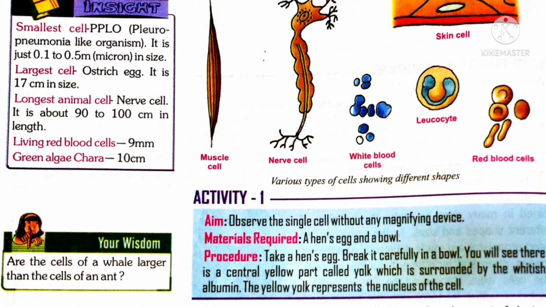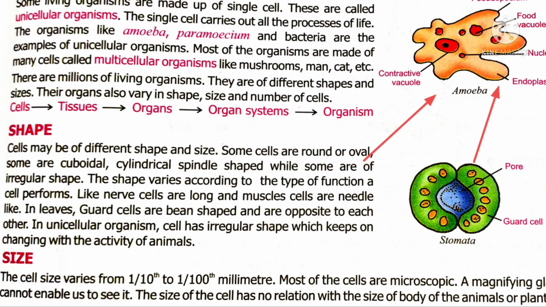In unicellular organisms like amoeba, paramecium and bacteria, they have an irregular shape which keeps on changing with the activity of the animal. We know the protruding part of the surface of the animal cell. This cell is not rigid, it keeps on changing depending upon the surroundings. If they find food in the surroundings, it stretches its body part called pseudopodia. So it is not rigid. The shape of the amoeba cell is not rigid, it has an irregular shape.